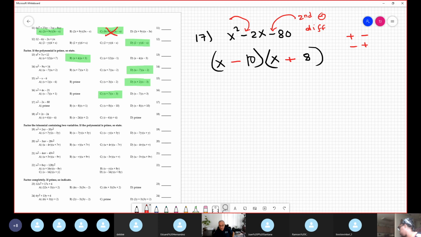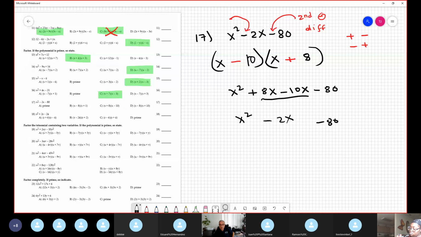But no, I need to check into verification that this factorization is good. FOIL: x times x is x squared. X times a positive is plus ax. Negative 10 is negative 10x. And negative 10 and positive 8 is negative 80. And you combine this guy, we have x squared, bring down minus 80, and this is negative 2. Exactly like the original. Look at that. Therefore, this answer is correct.